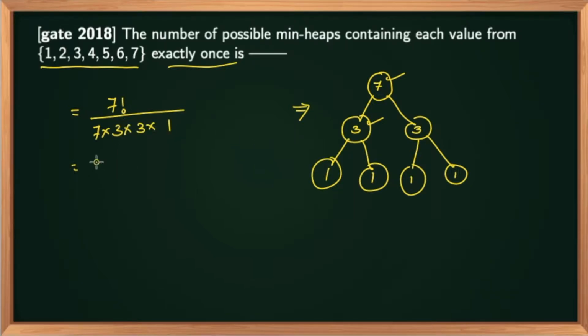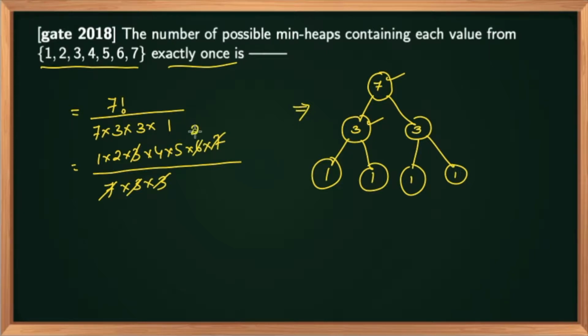So 7 factorial is nothing but 1 into 2 into 3 into 4 into 5 into 6 into 7 divided by 7 into 3 into 3, right? So this 7 and this 7 we can cancel, this 3 and this 3 we can cancel, this 3 and this 6 we'll get 2 here, right? So we have 2 into 2, that is 4, 4 into 5, that is 20, and 20 into 4, that is 80, right? So the answer should be 80.